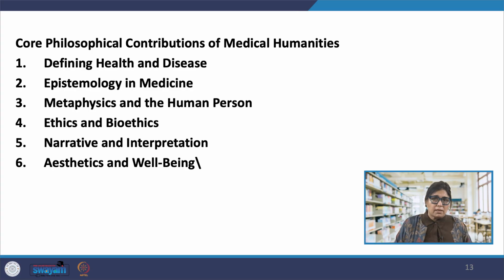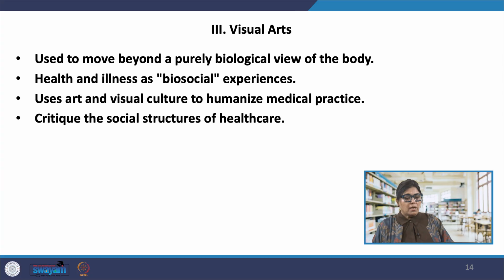Sixth, aesthetics and well-being. Philosophical traditions in aesthetics reveal how beauty and art therapy can be powerful facilitators of healing and mental health. Coming to visual art, in the health humanities, the visual arts are used to move beyond a purely biological view of the body, instead treating health and illness as biosocial experiences that are seen, felt, and recorded through culture.